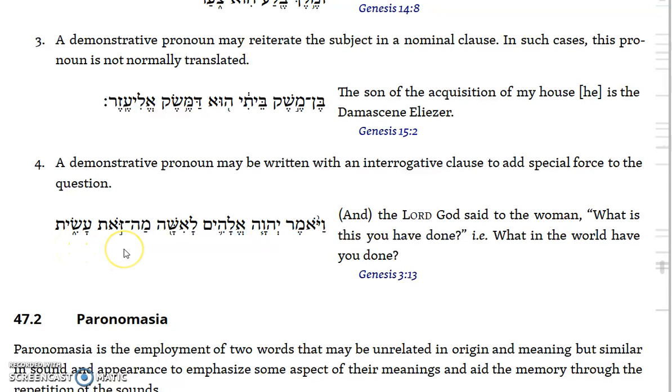Now that is a little redundant in English, so we probably just translate it, what have you done? But literally it's what is this you have done? And so that would add a little bit of emphasis to the accusation. For example, what in the world have you done? Or what is it that you have done? That kind of thing.